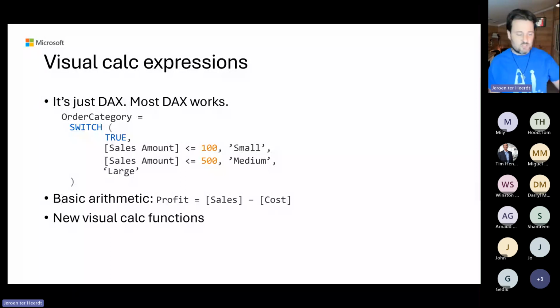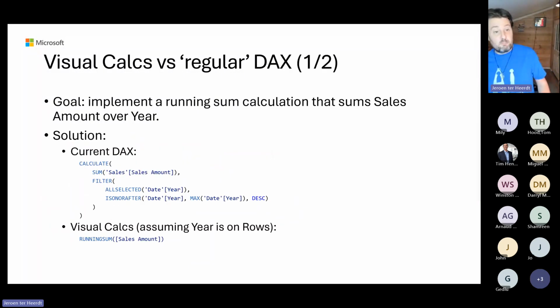Then you get new functions. Why is this important? Well, for example, if you compare doing a running sum today using the regular DAX, here's the answer that I would have to do, which is calculate sum filter all selected is on or after max. And then at the bottom of the slide is the one-line solution in Visual Calcs. Am I making sense yet that this is great and easier? Well, maybe take another one.